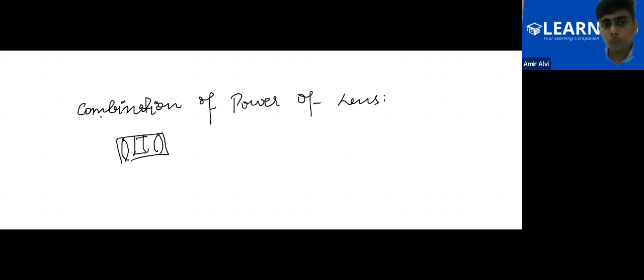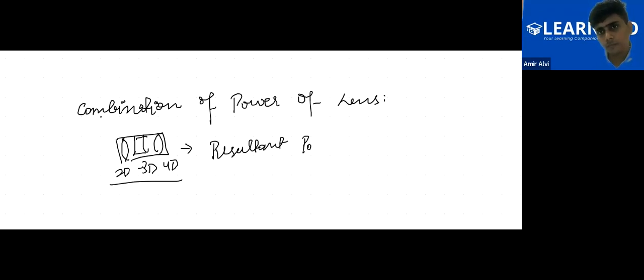So how will you add them? Suppose this is 2 diopter, this is negative 3 diopter, this is 4 diopter. If you want to find the combination of the power of these lenses, how will you add them? The resultant power would be equal to P1 plus P2 plus P3. Okay, so that's how you will solve it.